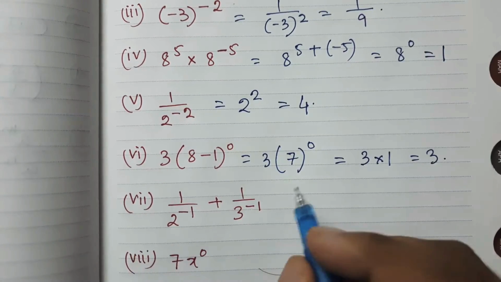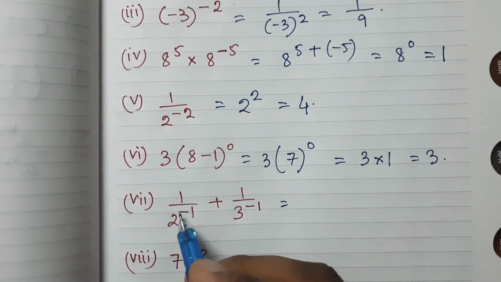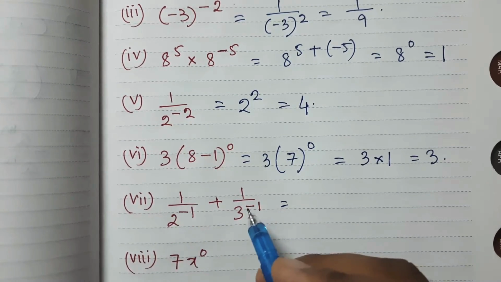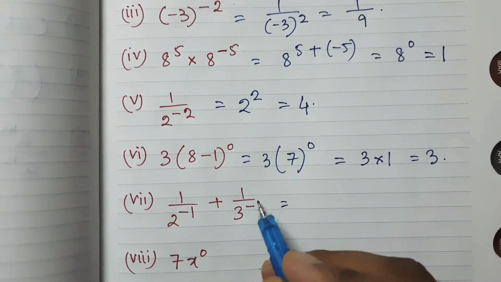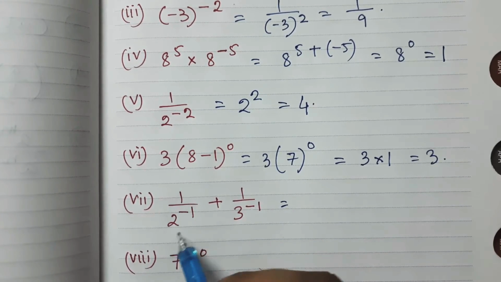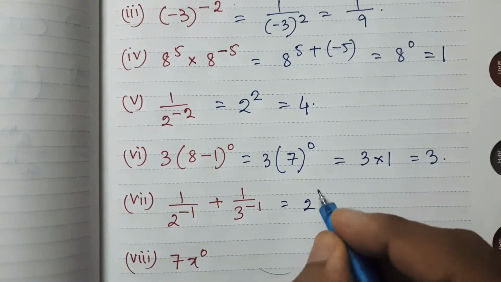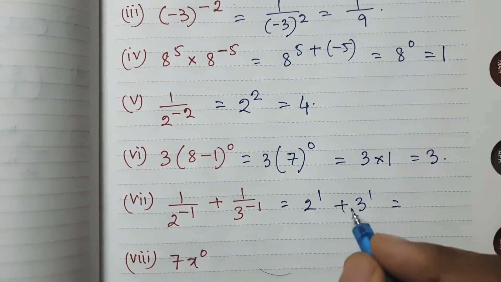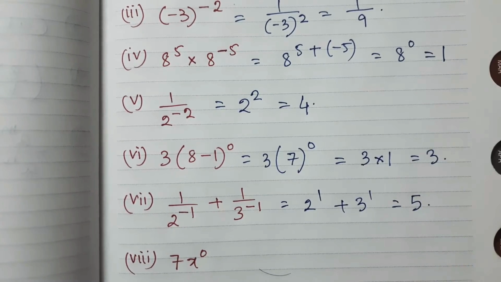This is part 7. So here negative exponent is present in the denominator for this term. In this term also negative exponent present in the denominator. So for this term we can directly write 2 power 1 plus 3 power 1. So 2 plus 3 is equal to 5.